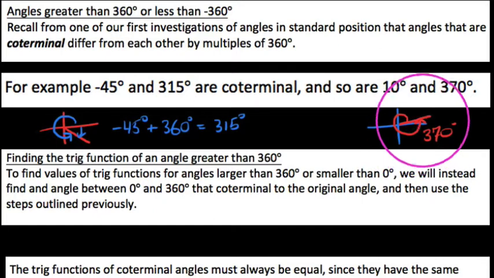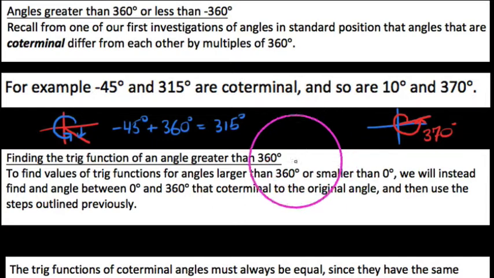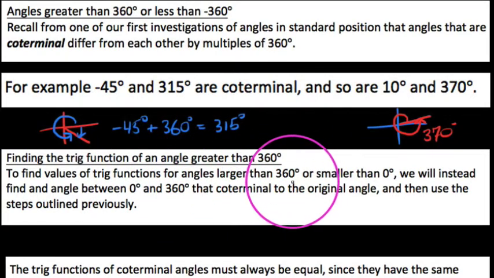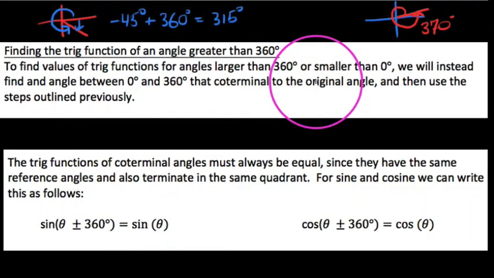The fact of the matter, though, is this. If we were to evaluate the sine of 10 degrees and the sine of 370 degrees, you would get the same numbers anyway, because it's the same triangle. So here's going to be our method. To find values of trig functions for angles larger than 360 or smaller than 0, negative angles, here's what we'll do. We'll just pick an angle between 0 and 360 that lands in the same spot anyway, because who wants to deal with an angle bigger than 360? I'd rather deal with something between 0 and 360 and call it good, because everything else is just extravagance.